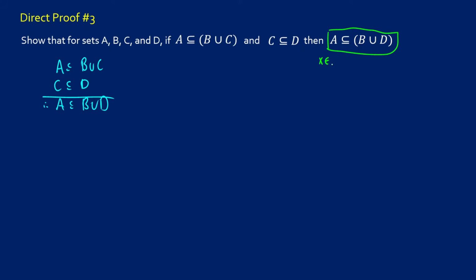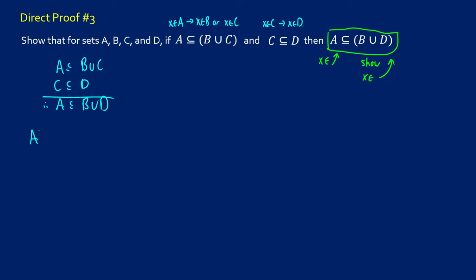So we're going to assume that X is an element of the set on our left. And what we want to do is show that X is an element of the things on the right. We also have some definitions. If we have a subset relationship, we know that A is a subset of B union C. This says that X is in B or X is in C. And if C is a subset of D, this implies that if X is in C, then X is in D. So we're going to use these definitions in order to get what we want.